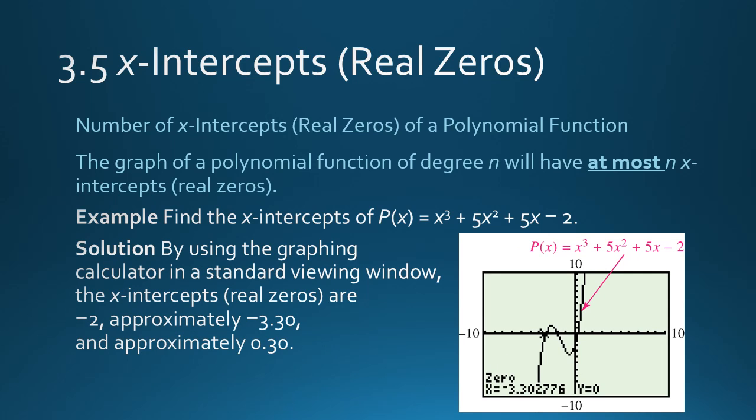When I graph it in a standard viewing window, I can see the x-intercepts, and I can use the calc function. I can go to second trace, which is the calc function for graphing on my calculator, and I can use the intercept function there, and I can find those three intercepts. When I do, I get -2, about -3.3, and then about 0.3. Again, if you need a little help seeing them, don't be afraid to zoom in and get a closer look.